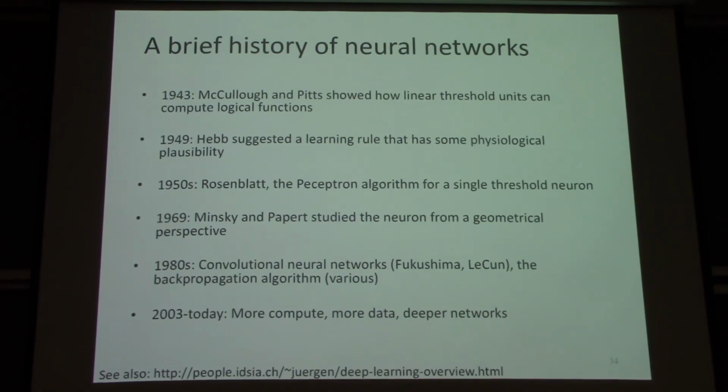In the 1980s, starting with Fukushima but carried on by Yann LeCun, there was this idea of convolutional neural networks that mimic biological neurons in the visual cortex, and then there is the backpropagation algorithm that became formalized by multiple people. And since really 2003-ish, there's been a lot of work in neural networks because finally we've got the computation to handle the scale of data and the size of the networks. That's what has led to this kind of an explosion in neural networks.